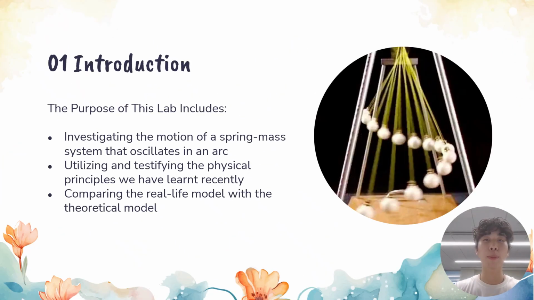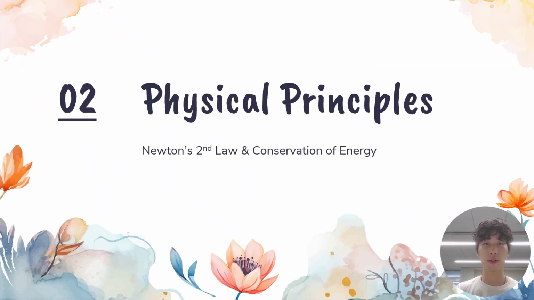So basically, the purpose of lab 4 is that we have to investigate the motion or the oscillation of the spring mass system. We have to use Newton's second law and also the energy principle. So we also have to test them out to see whether those principles are real. Although we know it will be real, we still have to test it out. And then also compare the real life and theoretical model produced by the computer. And then now I'm going to talk about some physical principles.